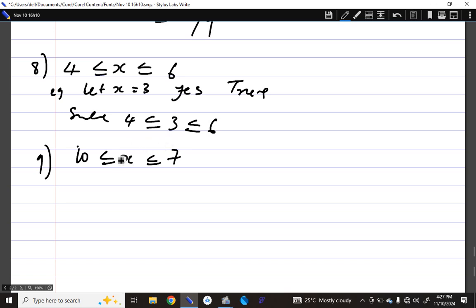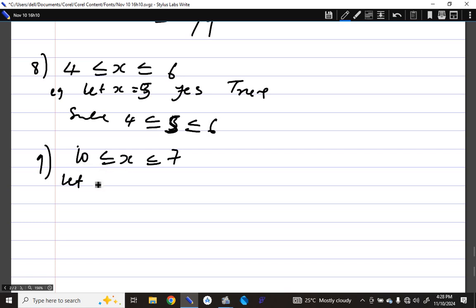Let us check. Here, sorry, here they say that 4 is less than x. If 4 is less than x, it means that x is greater than 4. So we are choosing 5 here, not 3. So if you choose 5 here, we can say that 5 is less than 6. Very, very correct.